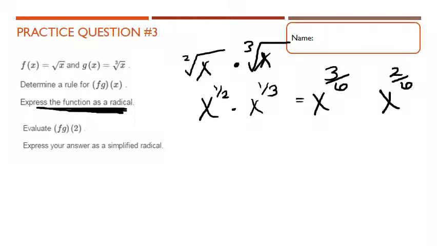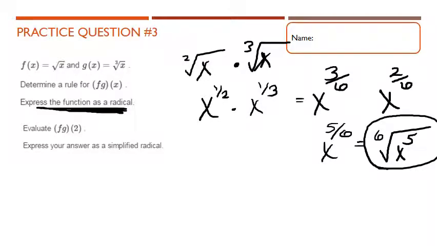Now, since you're multiplying, your rules of exponents means you add the exponent. So that means we're going to get x raised to the 5/6. Okay? And remember it says express the function as a radical. So that means your x to the 5th goes on the inside, and your 6 goes on the outside. Okay? So that's how you would express your function.